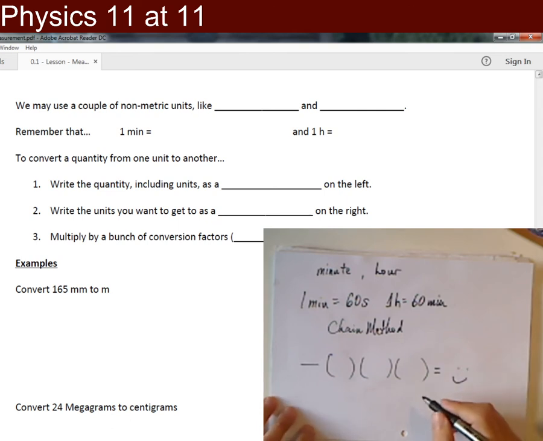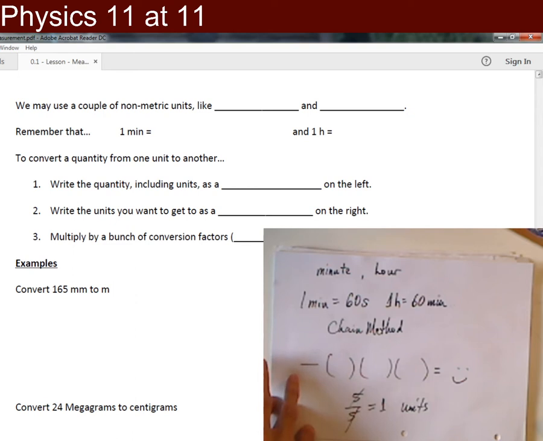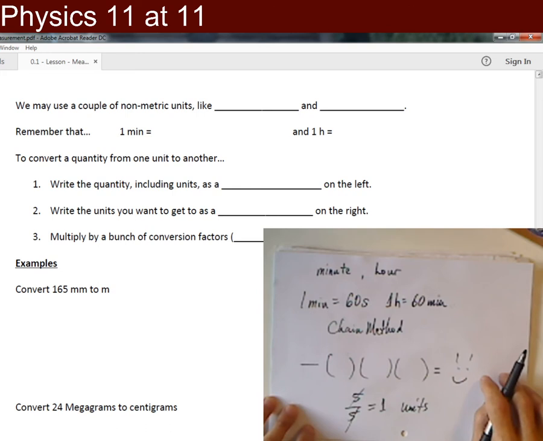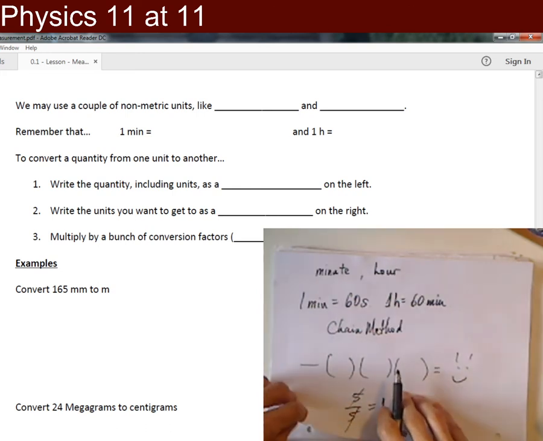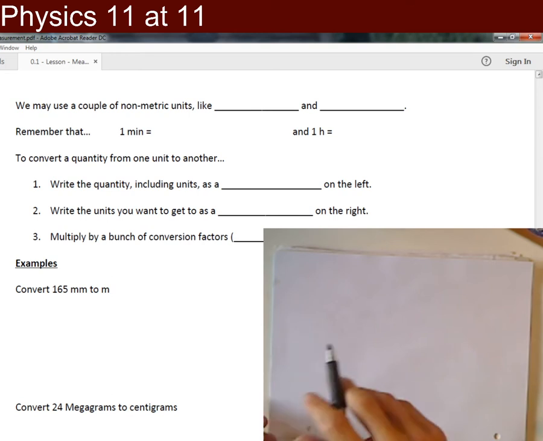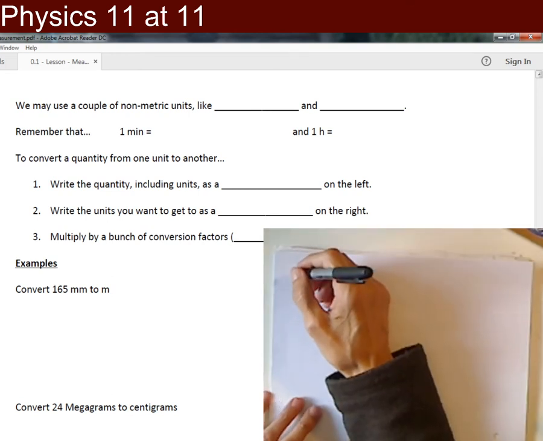Now, one of the tricks that you need to remember from math class is that whenever you have the same thing on the top as on the bottom, they divide out and they're gone. You know, officially they're equal to 1, but they cancel out. They disappear. So we're going to use that trick with the units in order to make the ones we have disappear and in order to create the ones that we want. So let's take a look at how to do this. We'll convert the first thing, 165 millimeters.